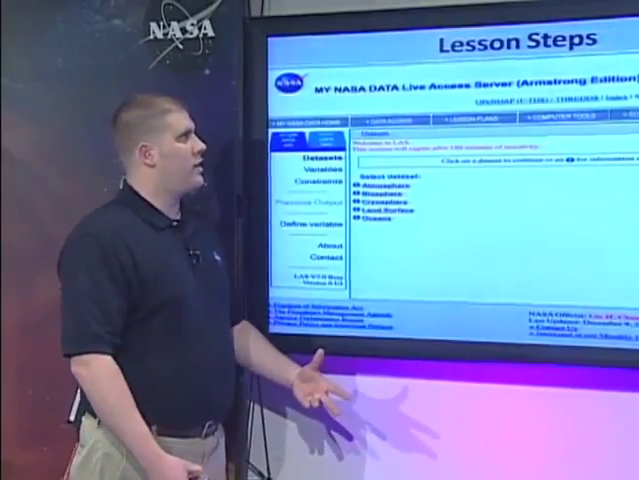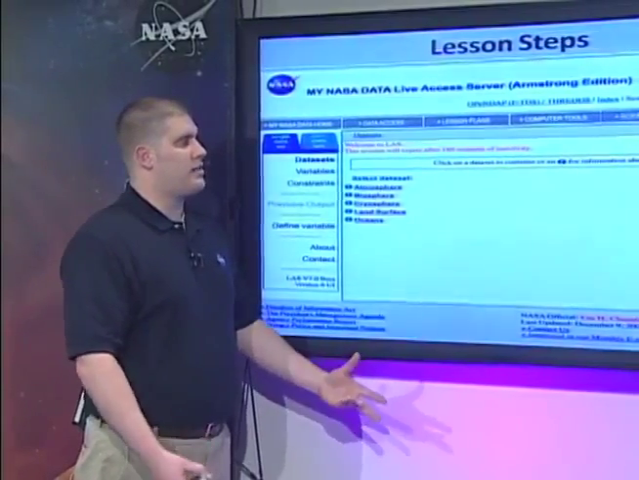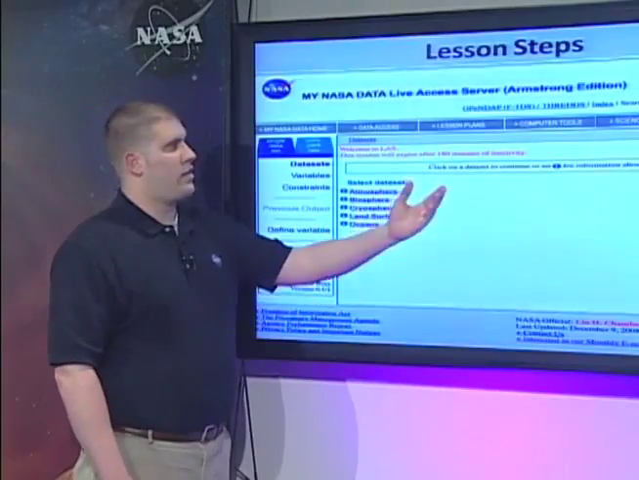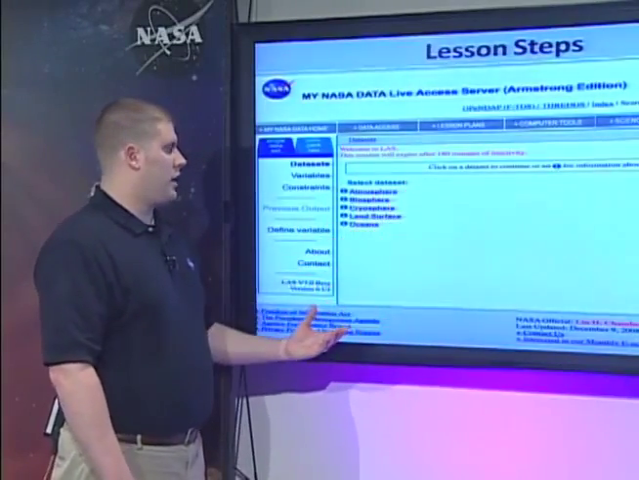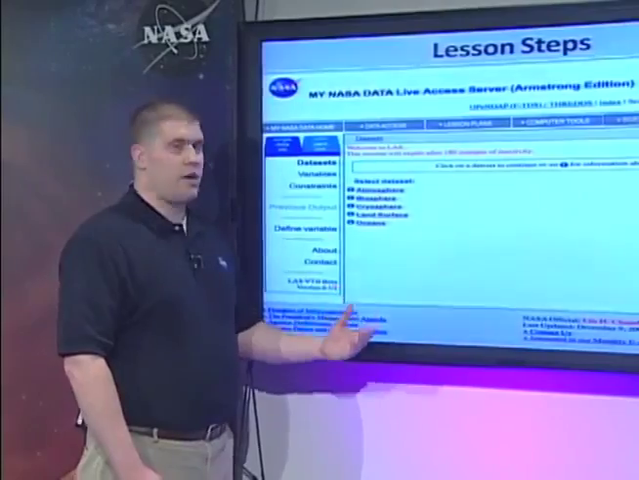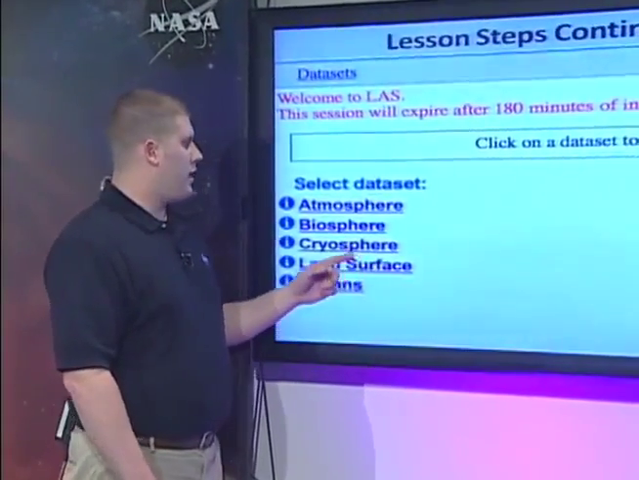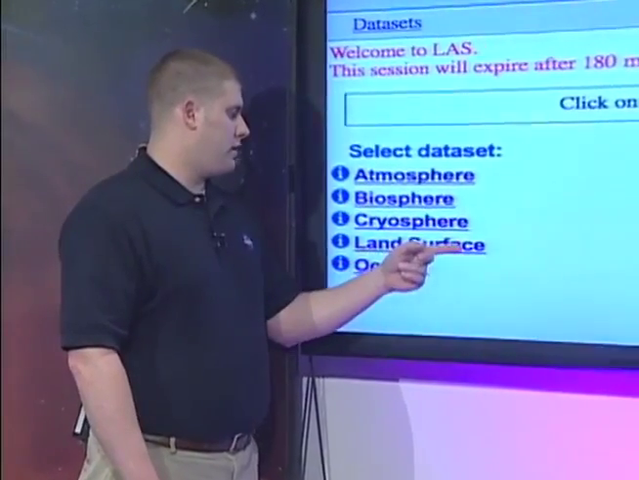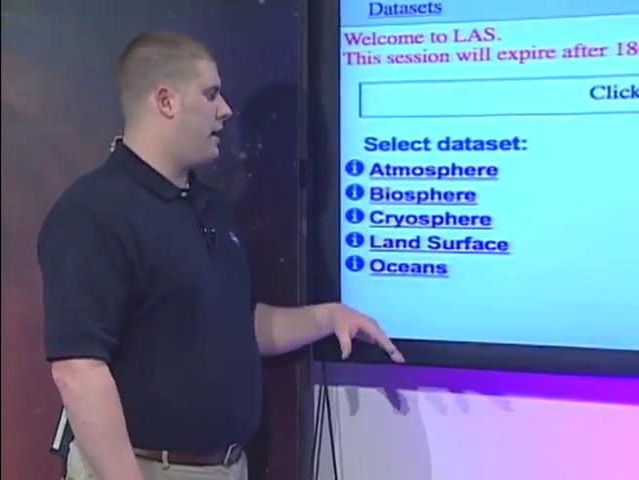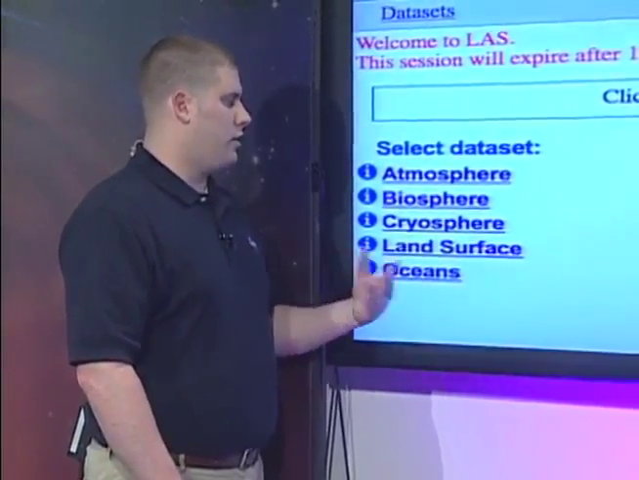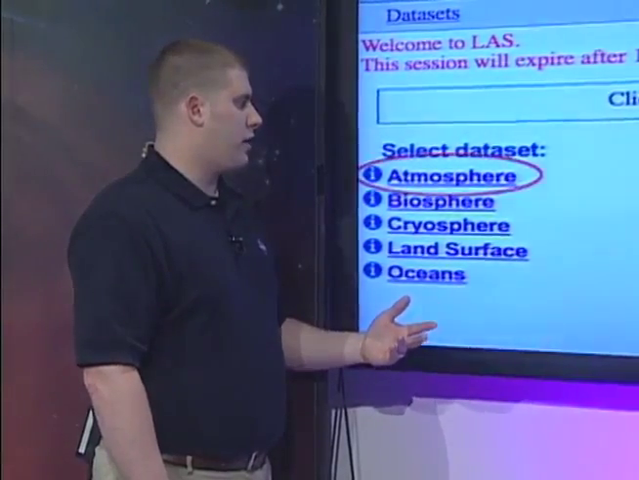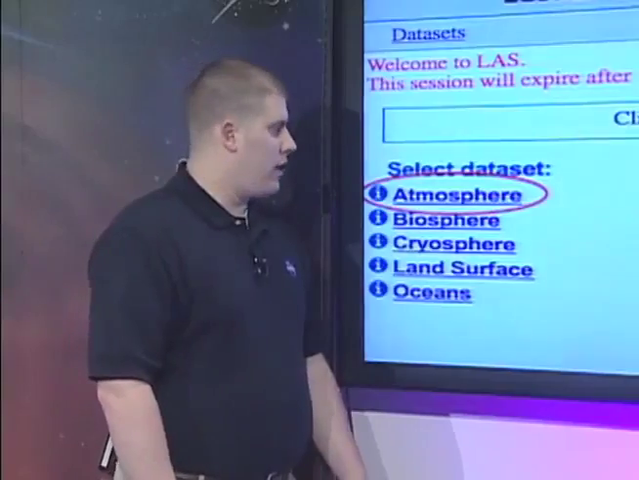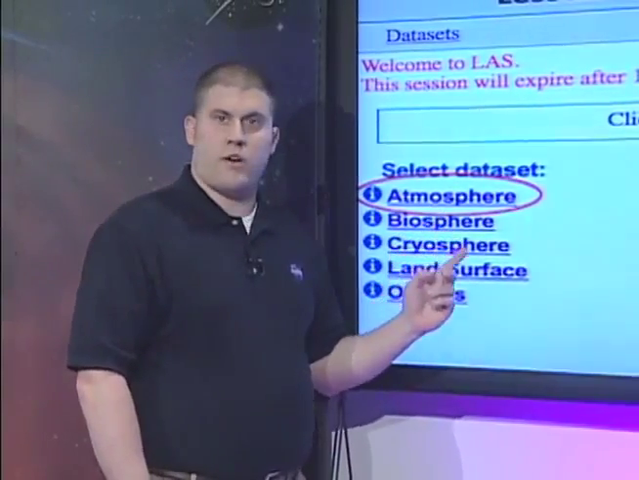When you get into the Live Access Server, or LAS, as you'll see it on our website, you'll notice that this is where the Live Access Server is and what it looks like. Real quick, we're going to zoom in. If you notice right here, we have atmosphere, biosphere, cryosphere, land surface, and oceans. These are the main categories that you can look at. Today we're going to be looking most specifically at atmosphere. Now in the LAS, all you have to do is click on it. We're going to go ahead and do that now.